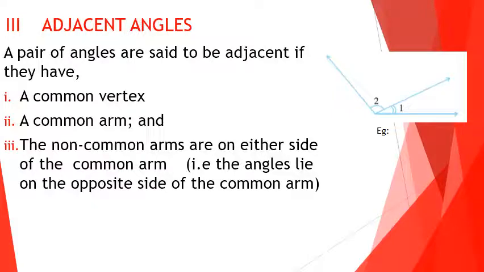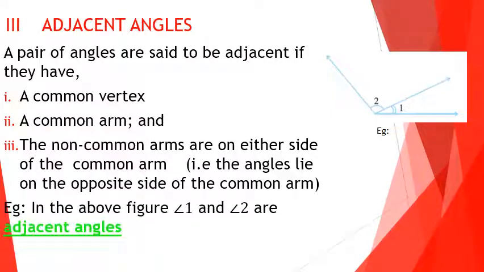So look at the figure. In figure 1, angle 1 and angle 2 are adjacent angles. Why can we say that they are adjacent angles? Because they have a common vertex. Did you see the common vertex of angle 1 and angle 2? This is our angle 1 and this is our angle 2. The common vertex is this one.